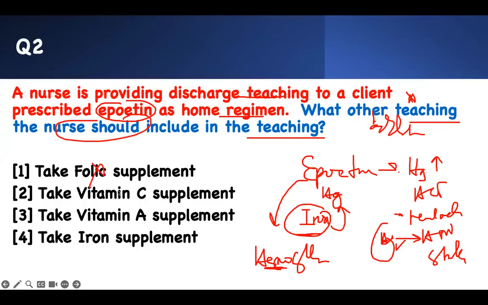Folic acid is not iron. Vitamin C is not iron. A is not iron. Take an iron supplement with your regimen. That will be perfect. You see the concept. I know what the medication is going to do. It's going to increase your hemoglobin. What do I need to make hemoglobin? Iron. Therefore, you should take an iron supplement.